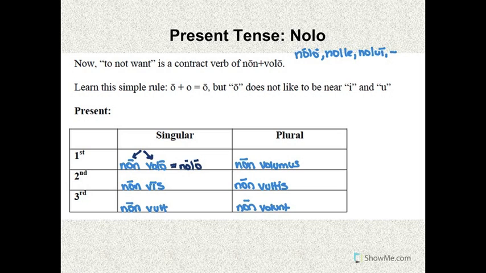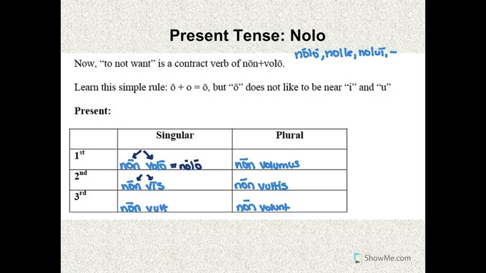Okay, but now for the second person singular, we have non vis. Okay, let's go back to our rule. O does not like to be near I and U. Well, we have this O in non and the I in vis. So what are we going to do? We're just going to leave this as is. We're going to say it's 2 separate words, non vis.